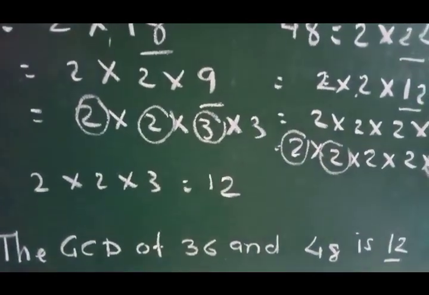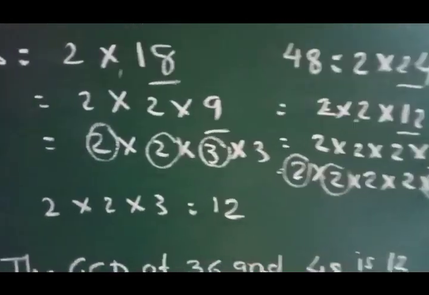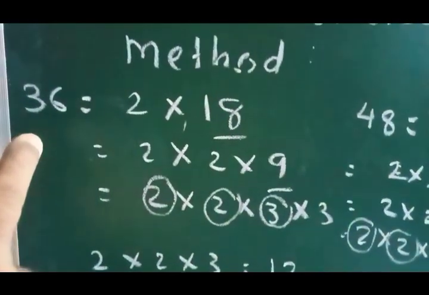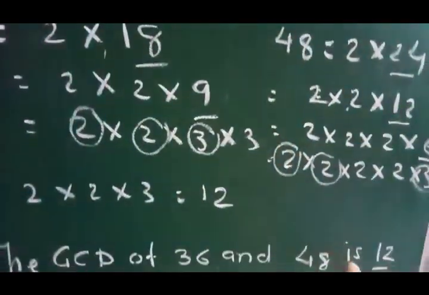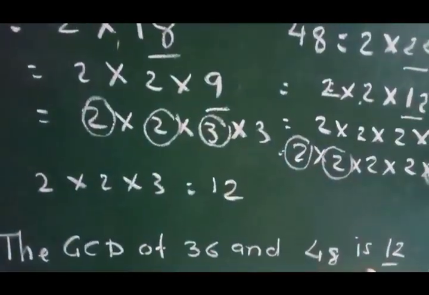How to check the GCD 12? 12 times 3 is 36, 12 times 4 is 48. So both numbers are in the table of 12.